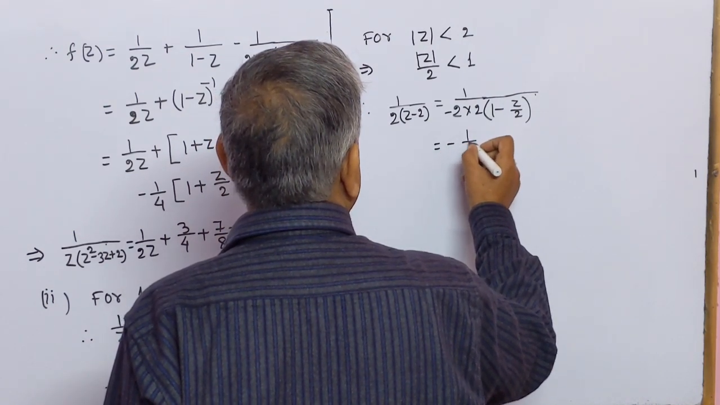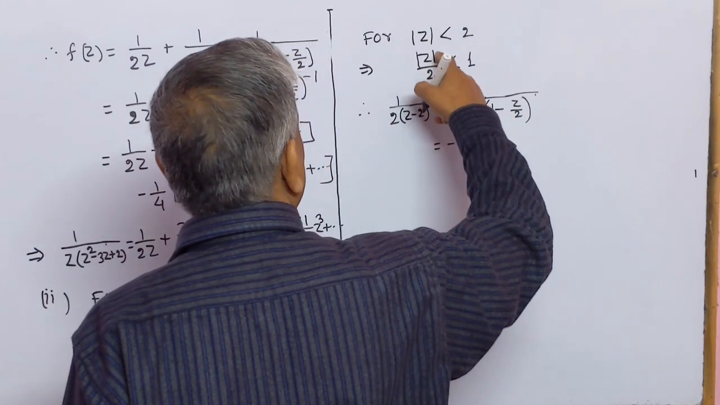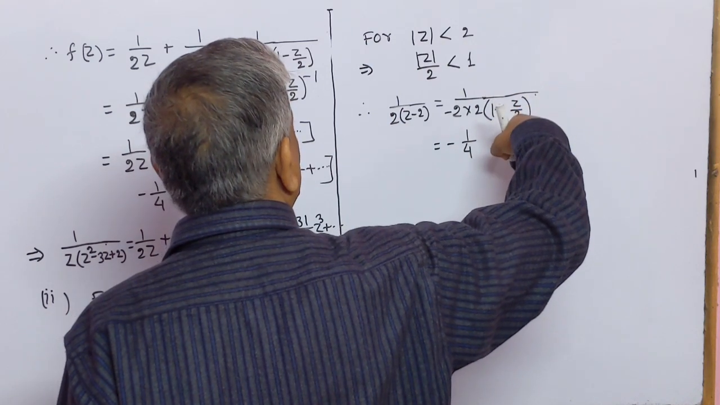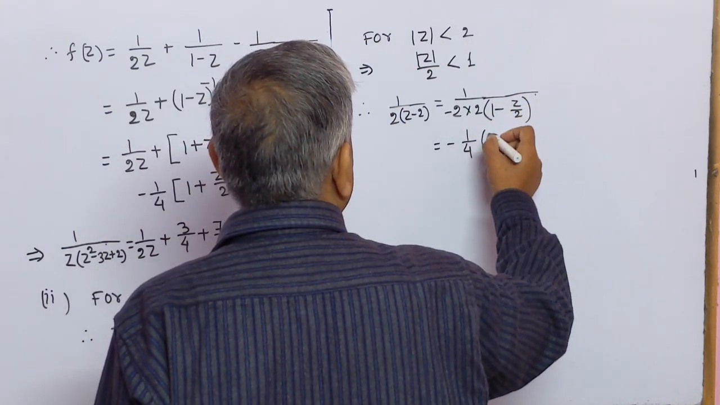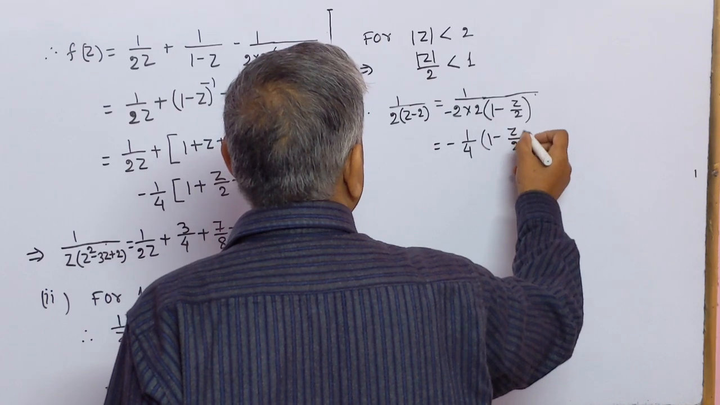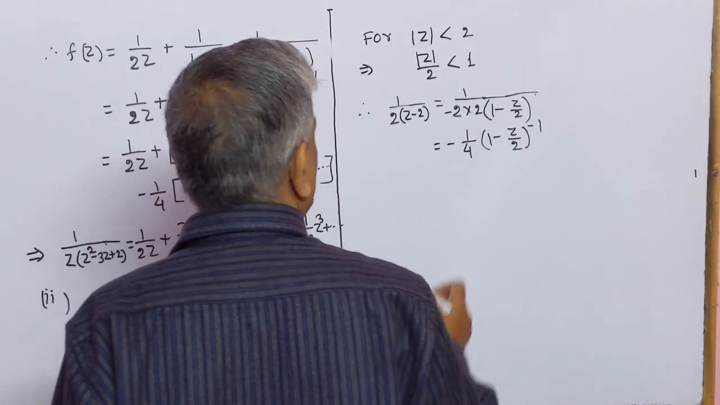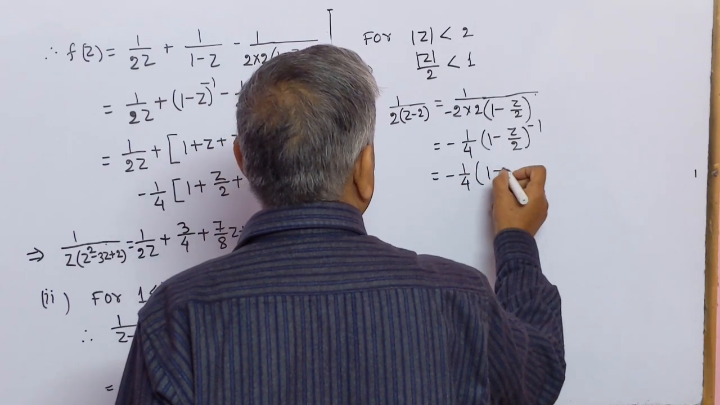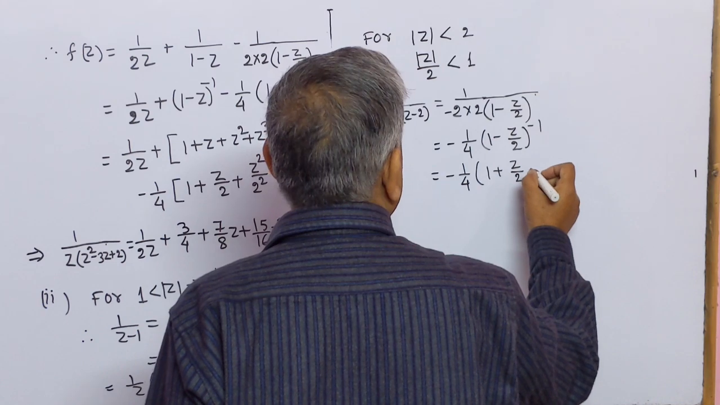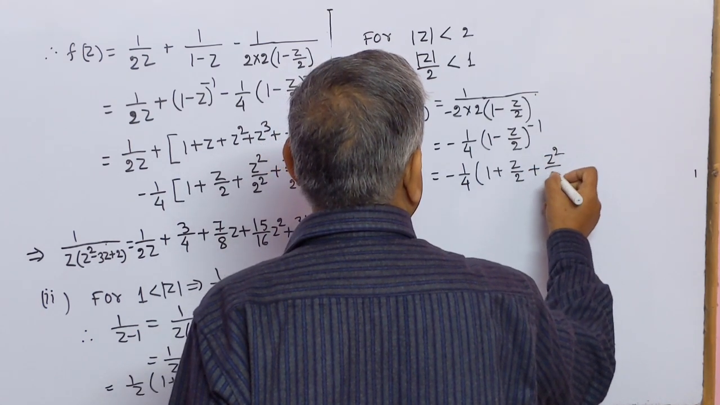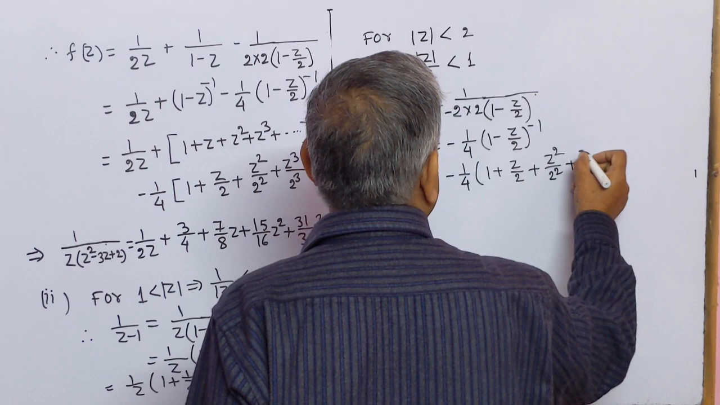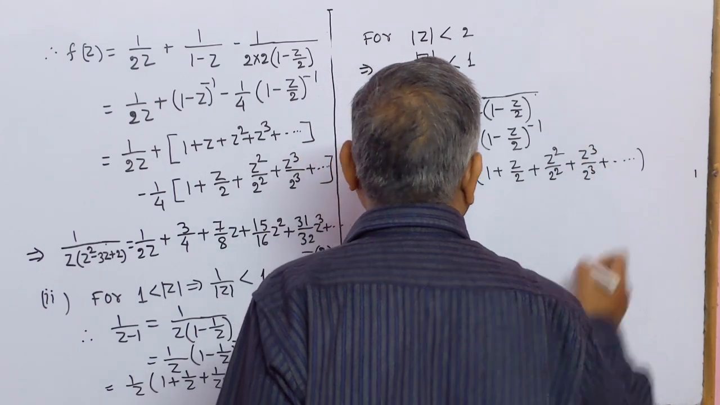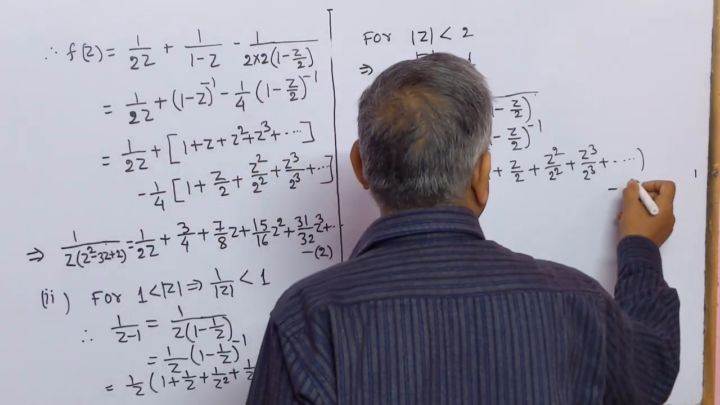minus 1 by 4, here modulus of z by 2 less than 1, so here we may use the binomial theorem. So here 1 minus z by 2 to the power minus 1, and this will be equal to minus 1 by 4 into 1 plus z by 2 plus z square by 2 square plus z cube by 2 cube plus dot dot dot dot. This is number 4.